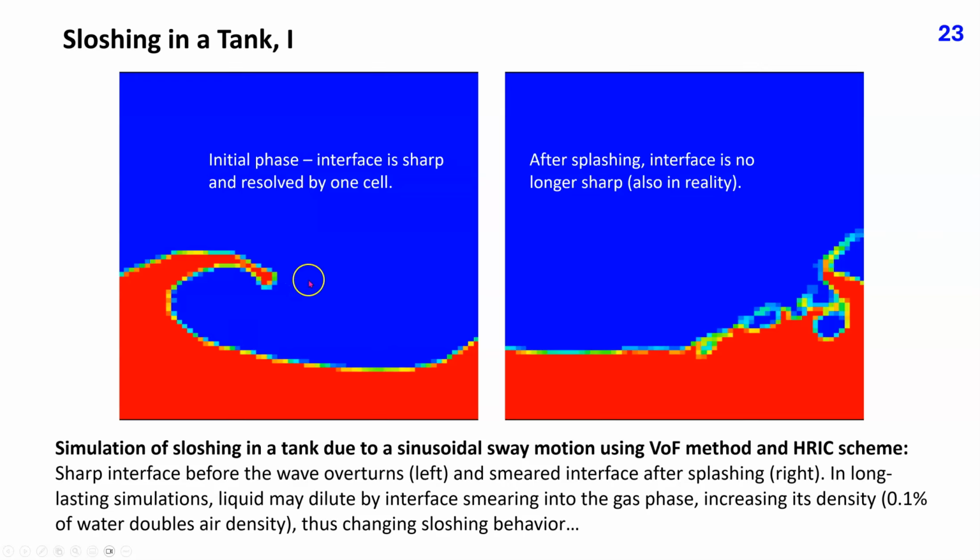Before the wave overturns for the first time, the interface is sharp, resolved by one cell. However, after the splashing against the tank right wall, the interface becomes smeared. We obtain zones in which a larger group of cells has volume fraction around 0.5. In long-lasting simulations, liquid may dilute by interface smearing into the gas phase, thus increasing its density. If only 0.1% of water is present in control volumes filled by 99.9% with air, the density is doubled compared to air density. This can change sloshing behavior.